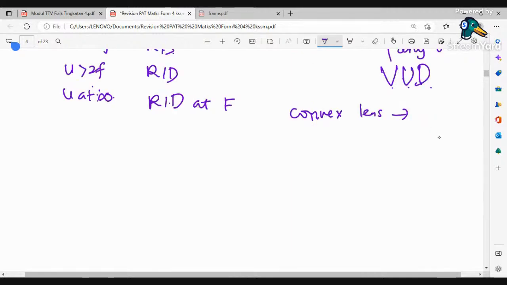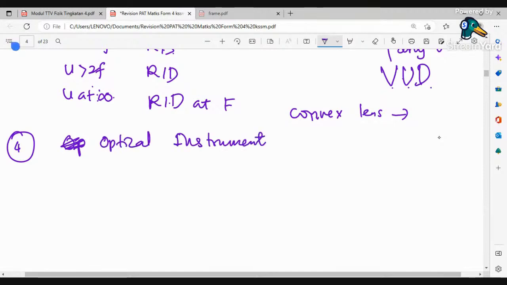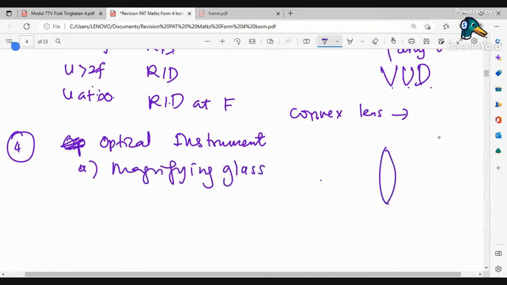Okay, then we discuss about lenses and then we discuss about thin lens formula. Okay, sudah yang tadi 1 over f equals 1 over u plus 1 over v. Okay, and then optical instrument tu, okay, you belajar tentang magnifying glass, faham? Magnifying glass, okay, f to f.